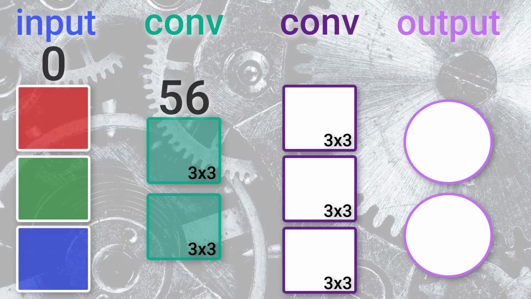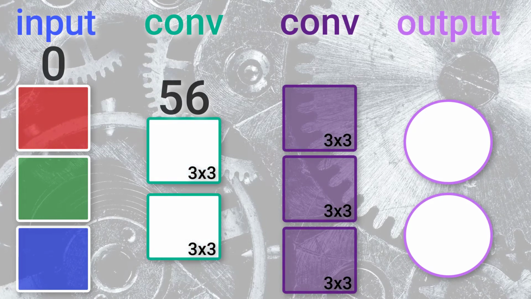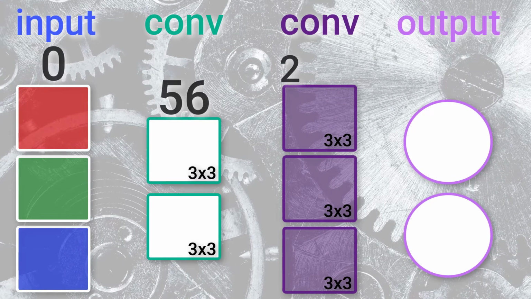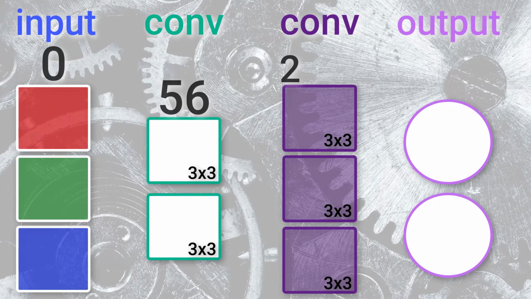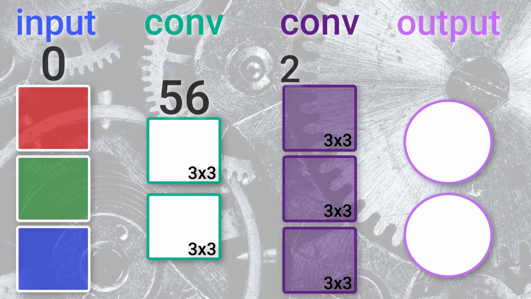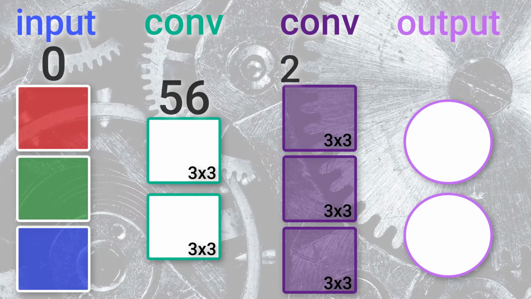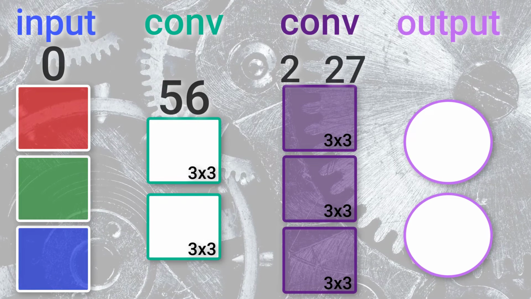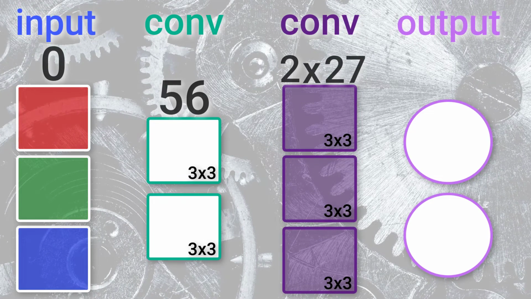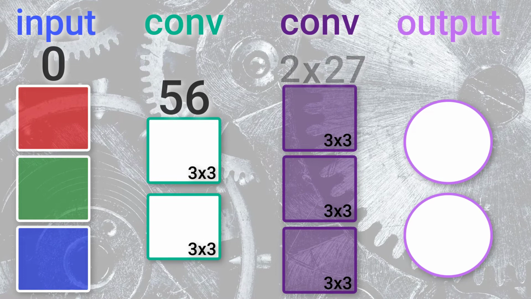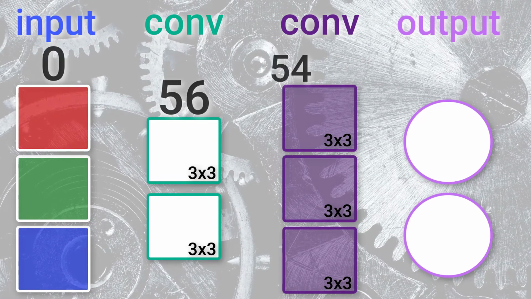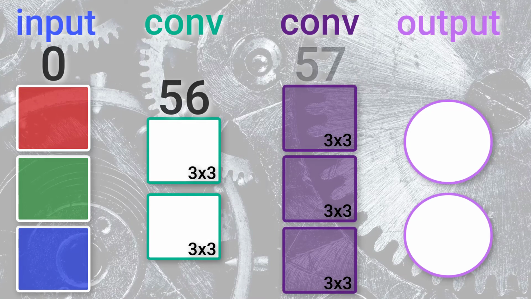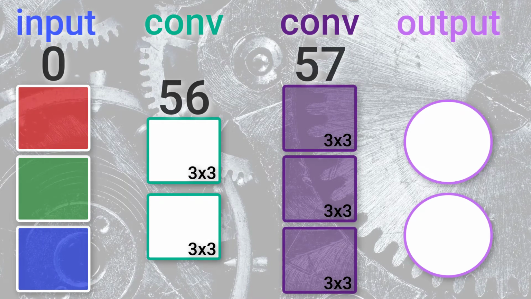Now let's move to our next convolutional layer. How many inputs are coming into this layer? 2 from the number of filters in the previous layer. How many outputs? Well, we have 3 filters, again of size 3 by 3, so that's 3 times 3 times 3, so 27 outputs. Multiplying our 2 inputs by the 27 outputs, we have 54 weights in this layer. Adding 3 bias terms from the 3 filters, we have 57 learnable parameters within the layer.